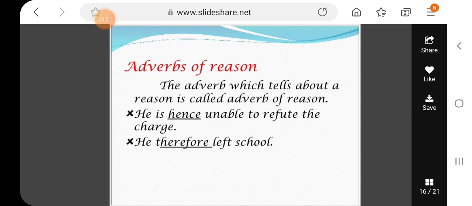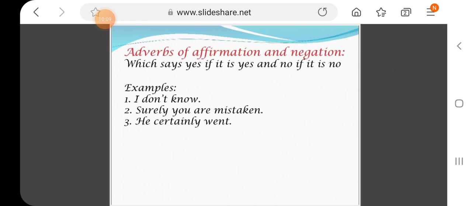Adverbs of reason tell you about the reason, like hence, therefore, इसलिए, that's why. Such words make a connection and tell you the reason, like he is hence unable to refute the guard. That's why, therefore, such words are called adverbs of reason.